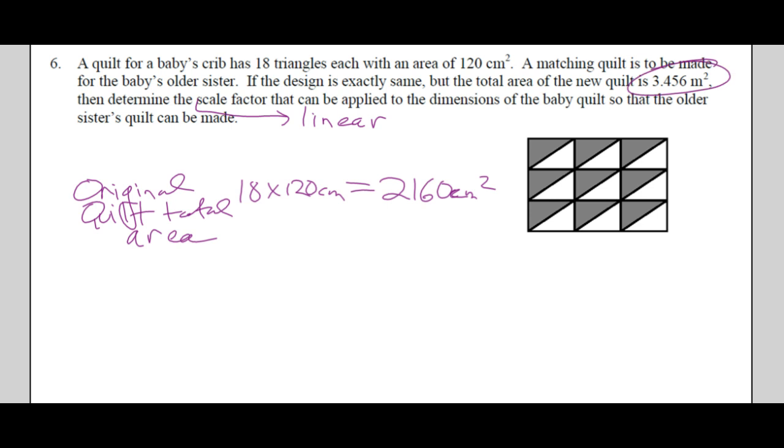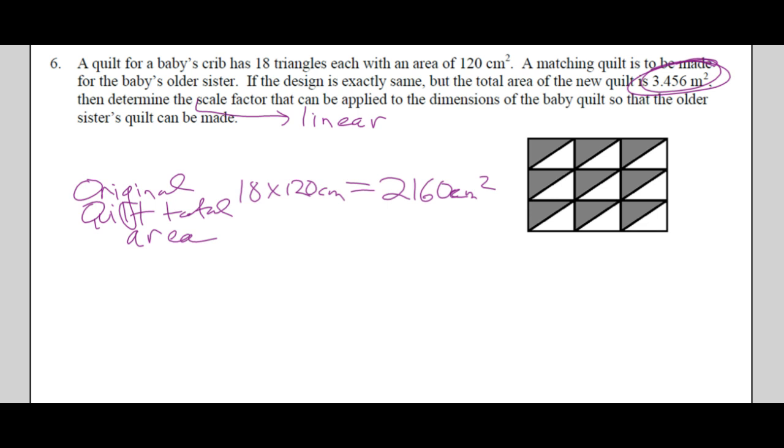Okay. So, here's the problem. We have different units, right? We've got 120 square centimeters, which gives us 2,160 square centimeters, but the total area of the new quilt is given in square meters. If I want to work out the area scale factor, which is what we're going to find, we're going to be comparing two areas, one to another. So we either have to get this into square centimeters or get this into square meters.